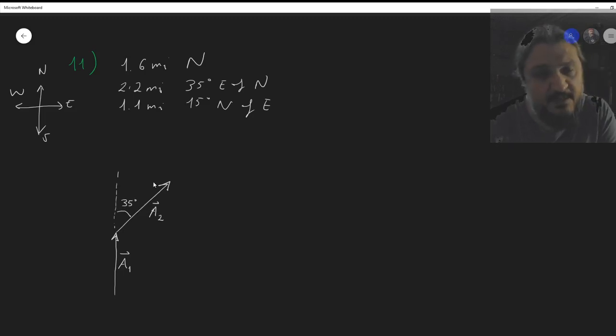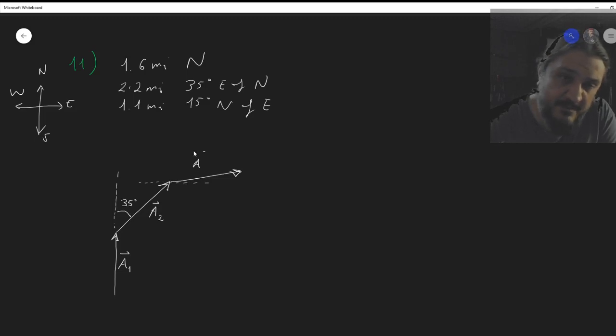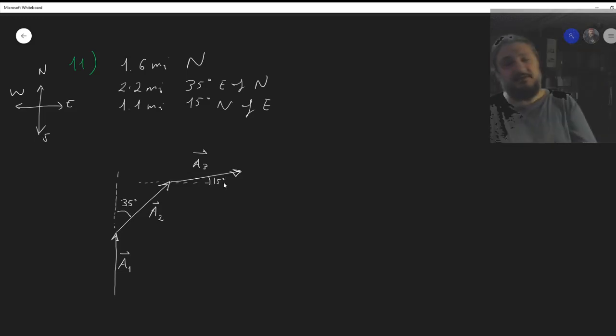Okay? And then 15 degrees north of east. So this is the eastward direction, east-west direction. 15 degrees north of that, like that. So that is A3, and that is 15 degrees. Okay? So where do I end up? I end up over here.